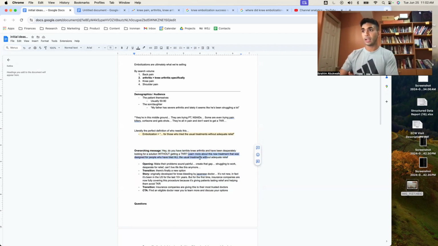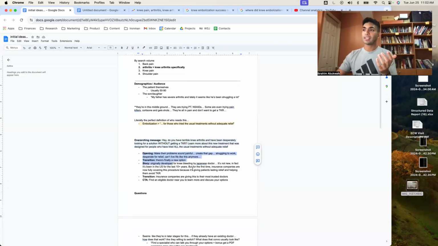Here's this new treatment that's designed for people who have tried all the solutions, who have tried all the usual treatments without adequate relief. I'm just pulling exactly what they said. I'm not trying to make something new. I'm giving people what they already want, and that's why I made this message. So that's the overarching message.